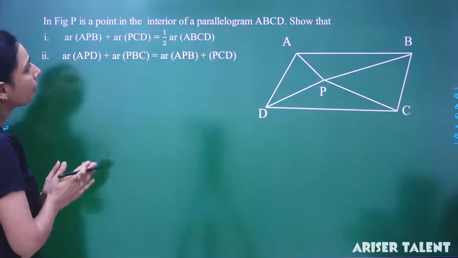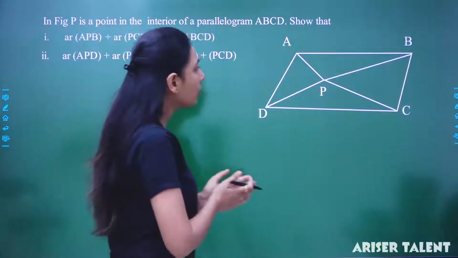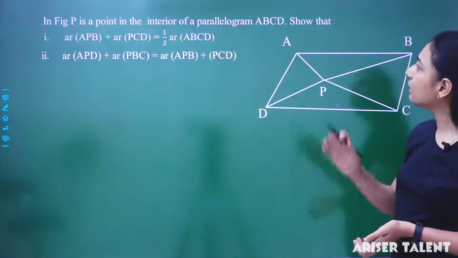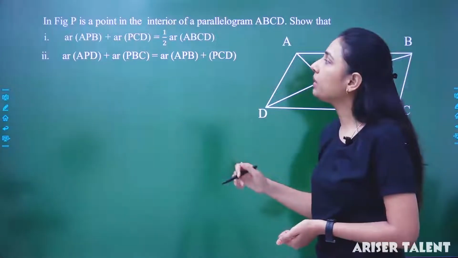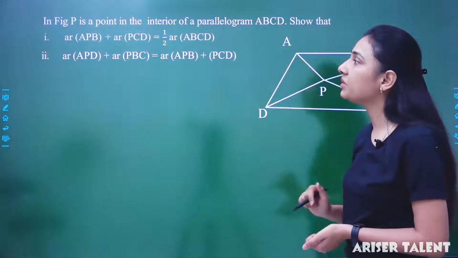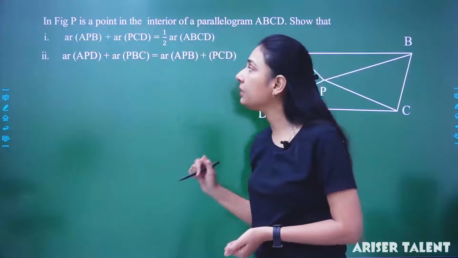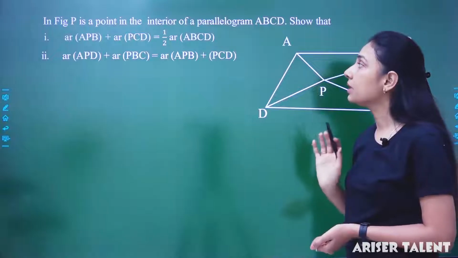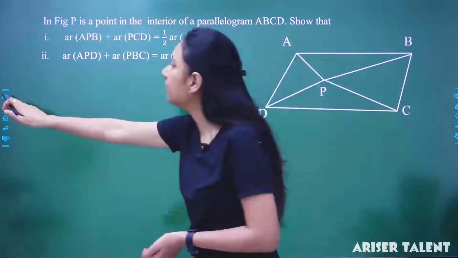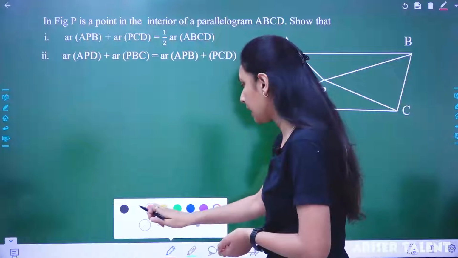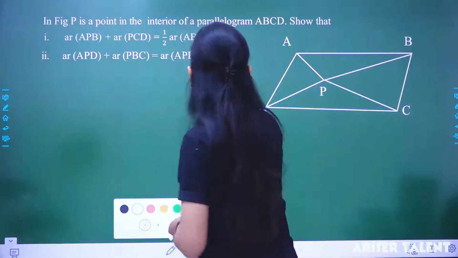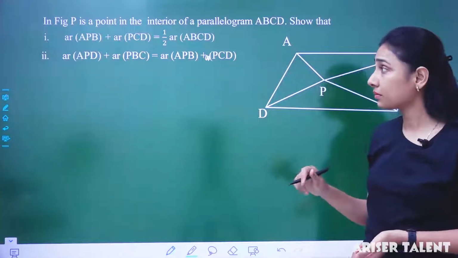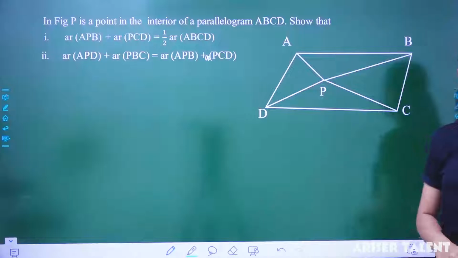In the figure, P is a point in the interior of a parallelogram. We are having a point P here in the interior. Okay, and we have to prove that area APB plus area PCD equals half area ABCD, and also we have to prove that area APD plus area PBC equals area APB plus area PCD. Okay, understood this thing? Right. So we have to prove these two things.